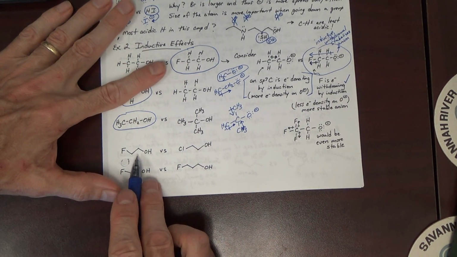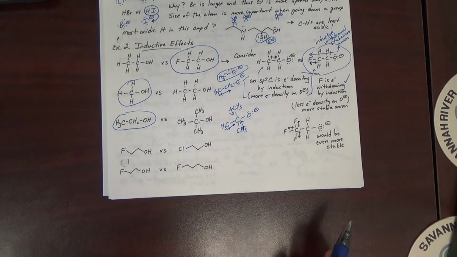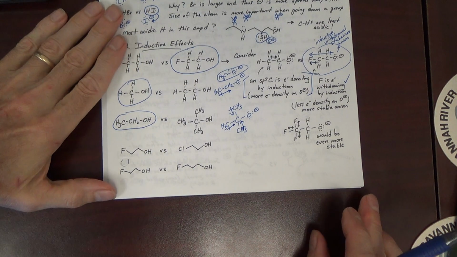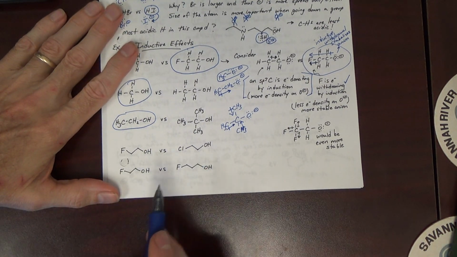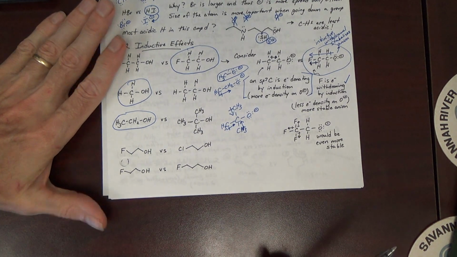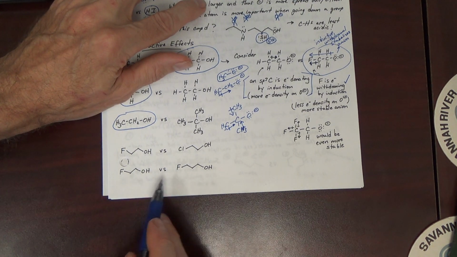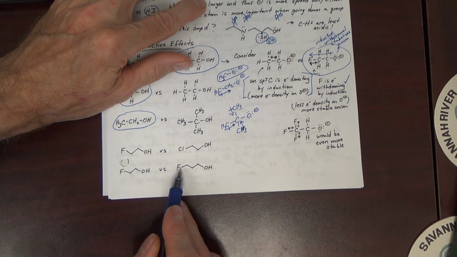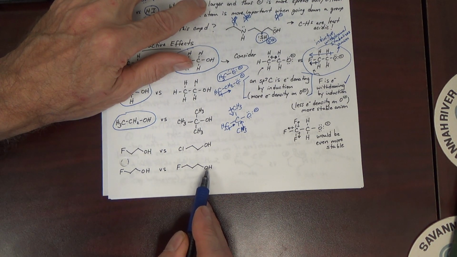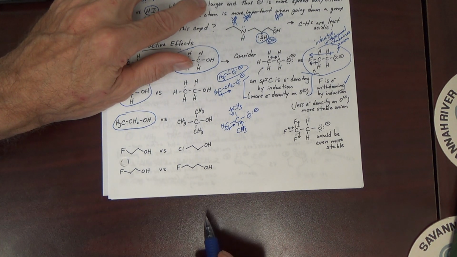Couple more. Which is more acidic, the alcohol with the F out here or the chlorine out here? Think about that for a second. And the next one, the difference is both with fluorines, but this one is further away from the OH group. 3 carbons between, this one only 2. Think about that one as well.